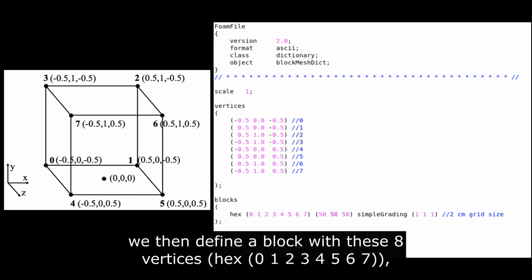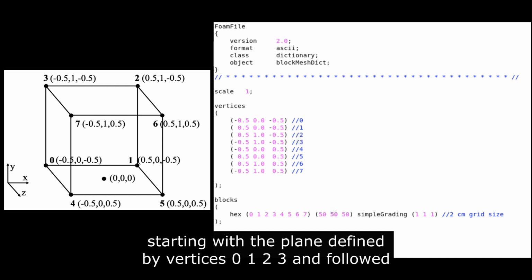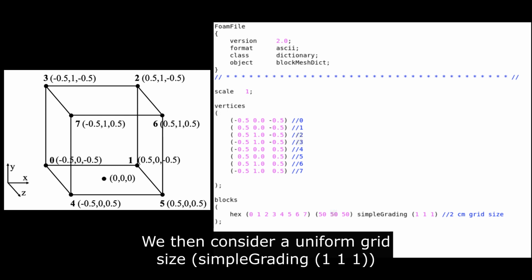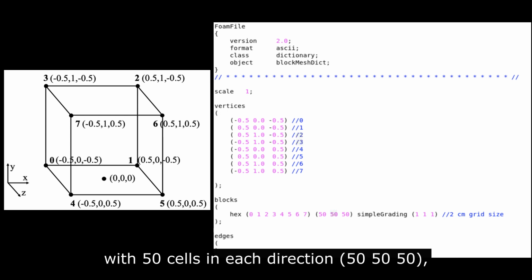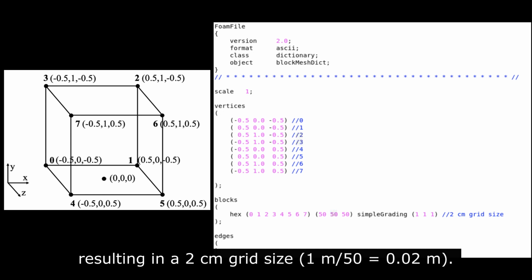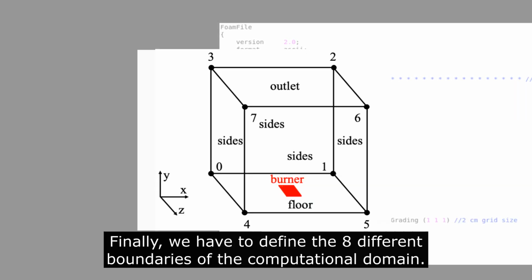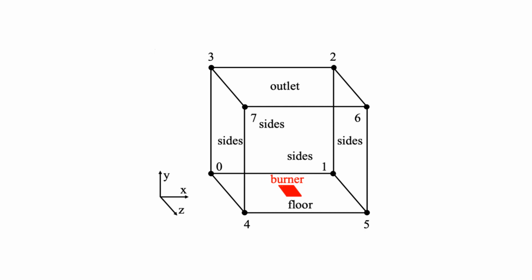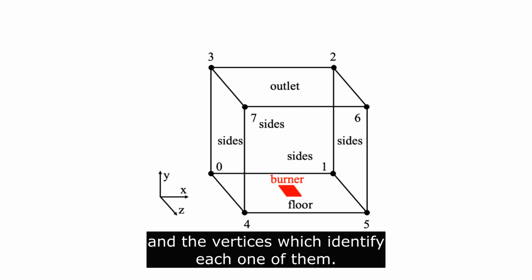We then define a block with these 8 vertices, starting with the plane defined by vertices 0, 1, 2, 3 and followed by the plane defined by vertices 4, 5, 6, 7. We then consider a uniform grid size with 50 cells in each direction, resulting in a 2 cm grid size. Finally, we have to define the different boundaries of the computational domain. This includes their name, type, and the vertices which identify each one of them.